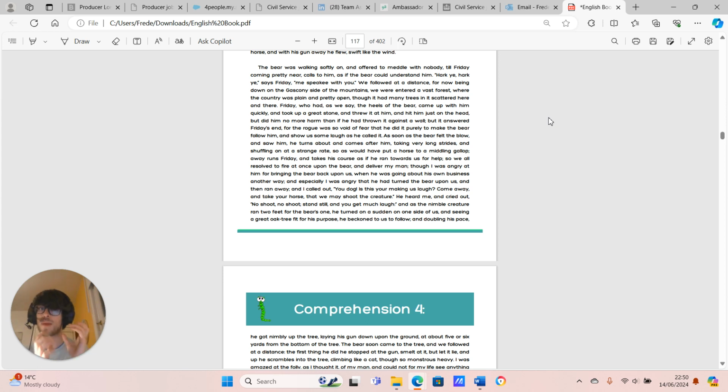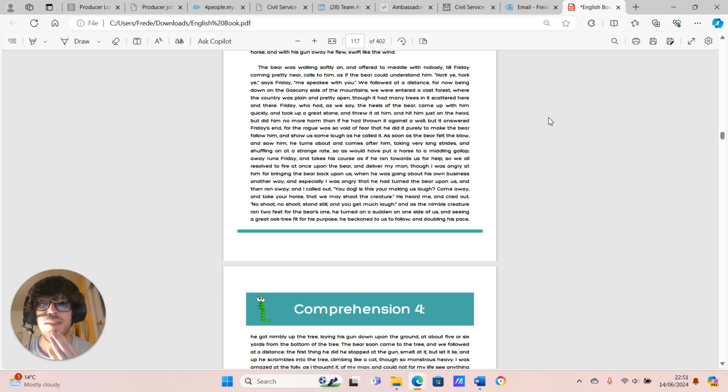Can we see this? Are we imagining it as a film in our minds? He's thrown a stone at the bear, and the bear's gone, "Oh, I was minding my own business, what do you want?" And he's chasing after this man, Friday, who is, I guess, maybe a guide in this forest, a guide for the author.